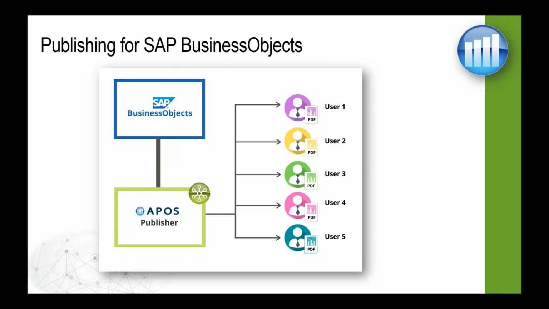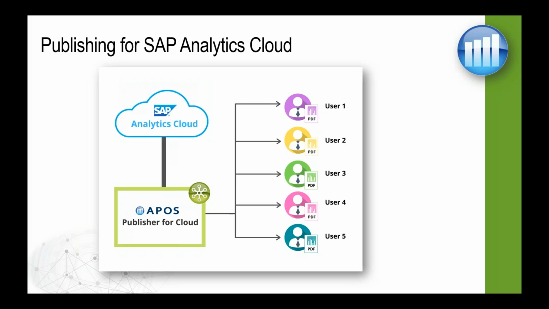So for our conversation today, really what we'll be focusing on is how APOS Publisher, as the publishing module, functions with BusinessObjects to accomplish these kinds of needs and additional needs, which we'll be defining here in just a moment. And similarly, the APOS Publisher for Cloud, how it functions with Analytics Cloud and its content and getting that distributed out. And of course, we'll then be talking about how to bring that together and unify that content.